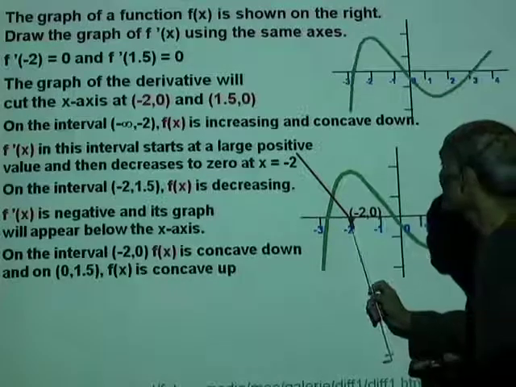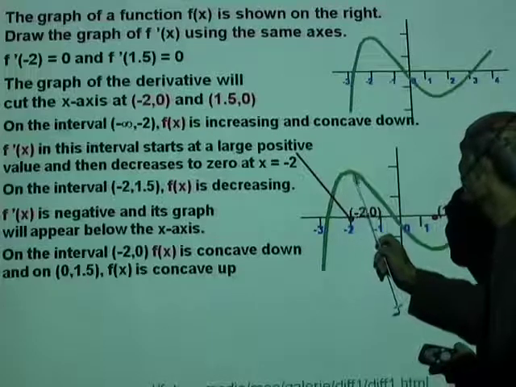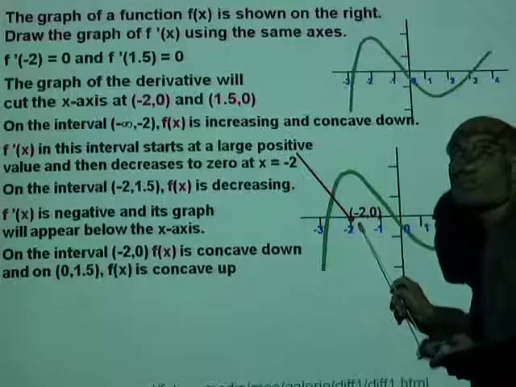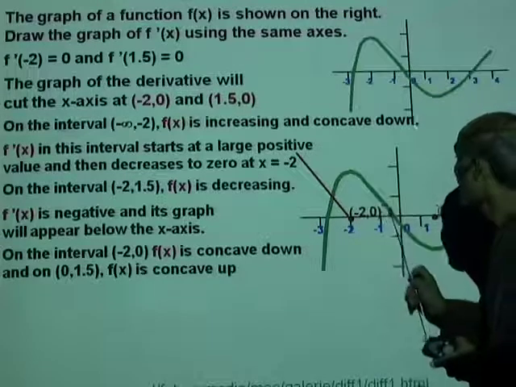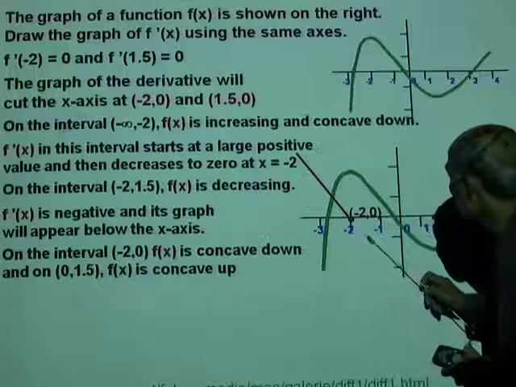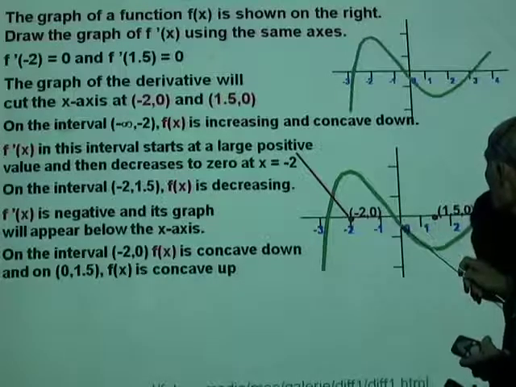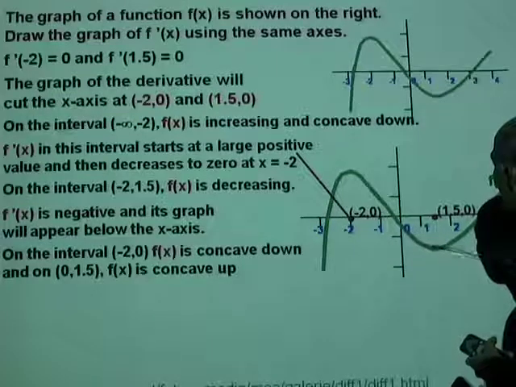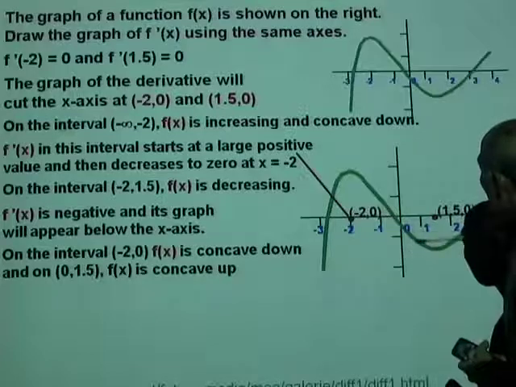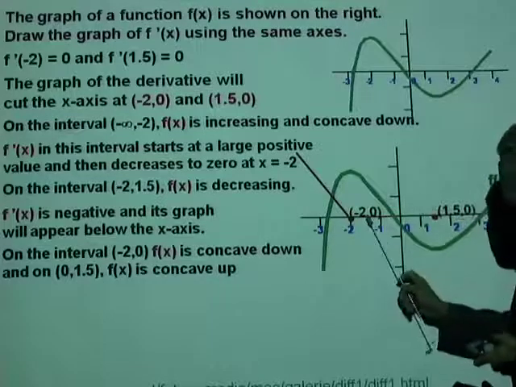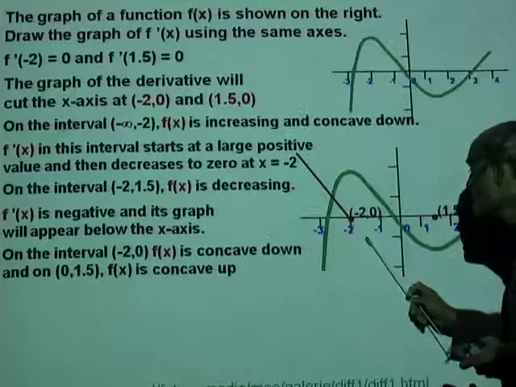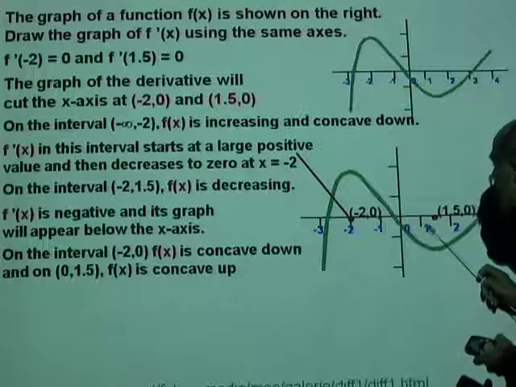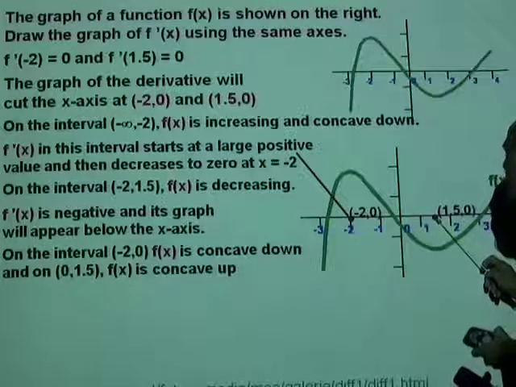That means from negative 2 to 0, it is concave down. Now, concave down means the derivative will decrease. So, up to 0, the derivative graph will decrease. And then 0 to 1.5, the function graph is concave up. That means the derivative will increase. So, the derivative graph will decrease, reach a minimum at x equal to 0, and then increase to become 0 at x equal to 1.5.